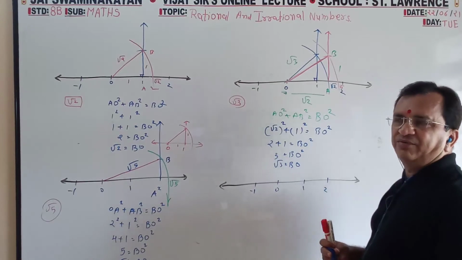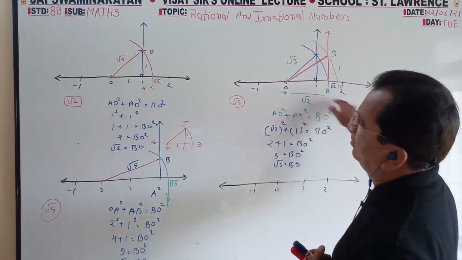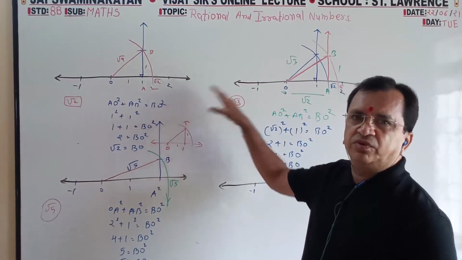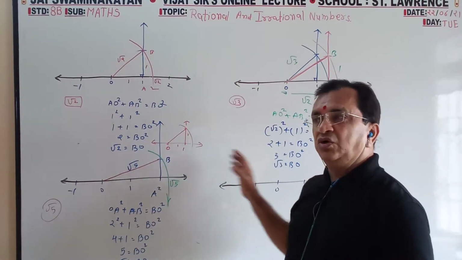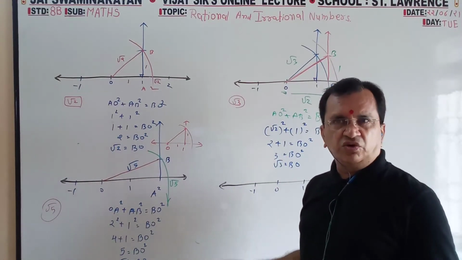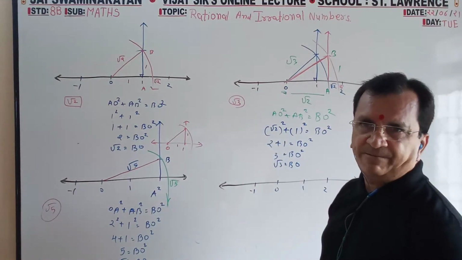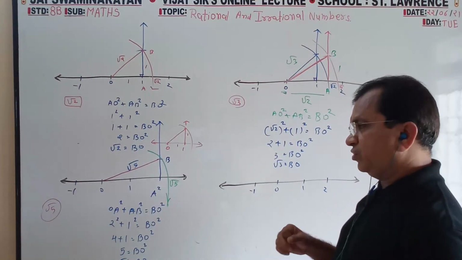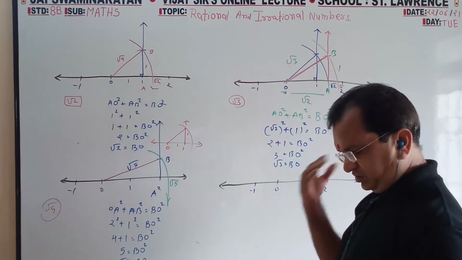For root 7, you have to show. See, for root 3 we have drawn root 2 first. From root 2, root 3 we have shown. Now from root 5, root 6 and root 7. Root 7 directly we can't show like this. So for root 7 we need root 5 plus root 6 plus root 7.